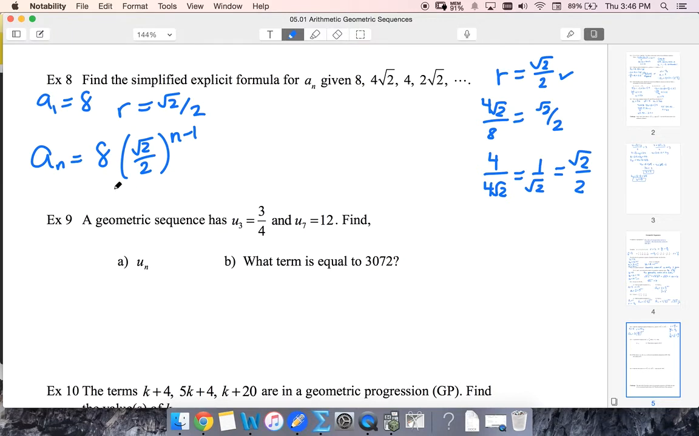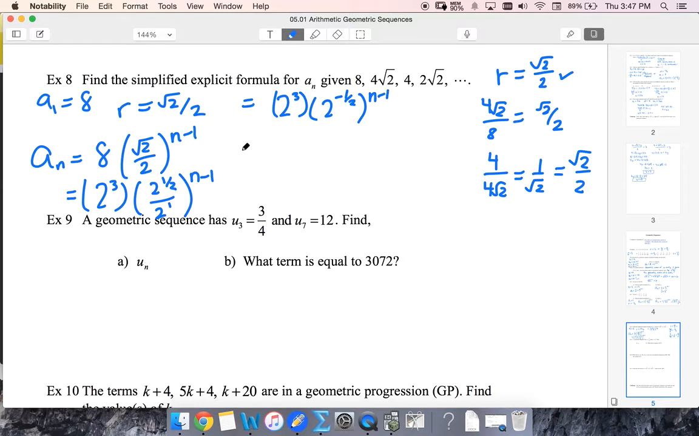Well, it said simplified. So I'm seeing 2's here, and I know 8 is 2 to the third, so I'm thinking about my exponent rules. So I'm going to start using them. This is 2 to the third times 2 to the 1/2 over 2 to the 1, to the n minus 1. That's going to give me 2 to the third times 2 to the negative half. I subtract those two to the n minus 1.